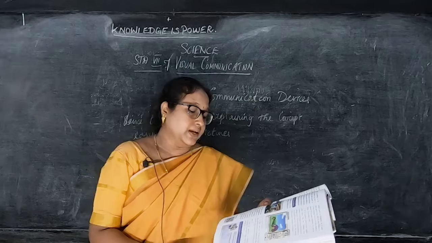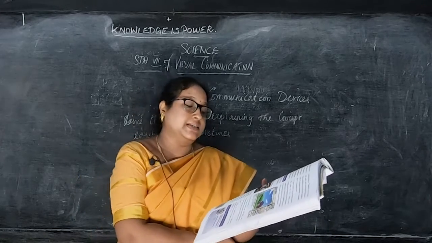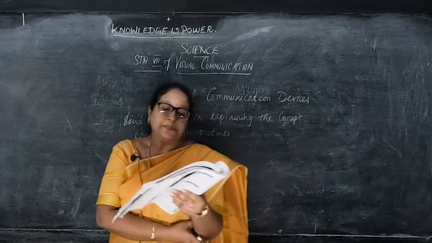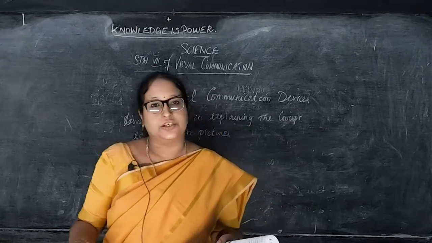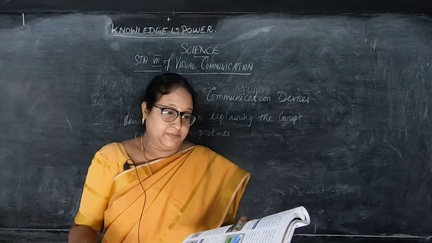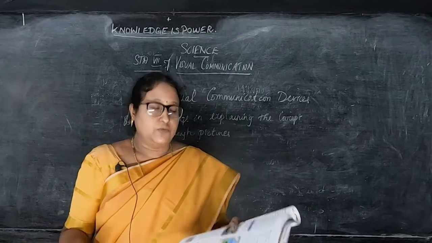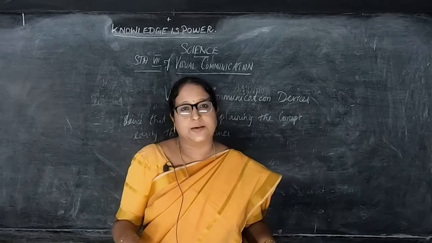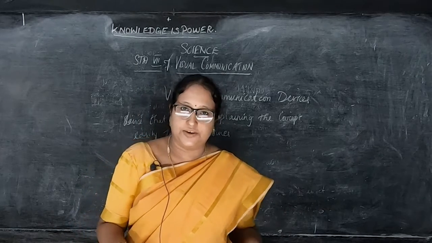Now cinema is a good example for a visual communication device. Okay children, so what did I say? A device which helps in explaining the concept easily through pictures is known as a visual communication device. Examples are photos, audio visuals, drawings, animations, and these can be created easily with the help of the computer. What is a good example? Cinema is a good example of a visual communication device.